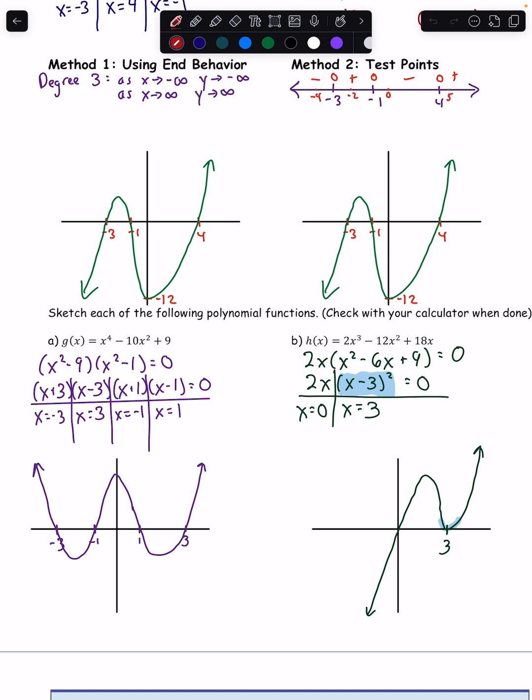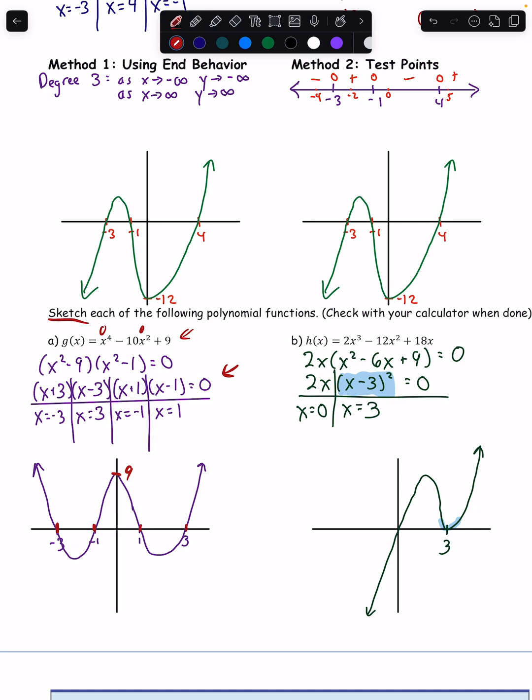So, looking at A, we want to sketch. We first have to find the x-intercepts, which is what we're doing here. Set equal to 0, factor, and plot each of those x-intercepts there. I forgot to find and label the y-intercept, but when you plug 0 in for x, you just get 9. So that should be a 9 right there.